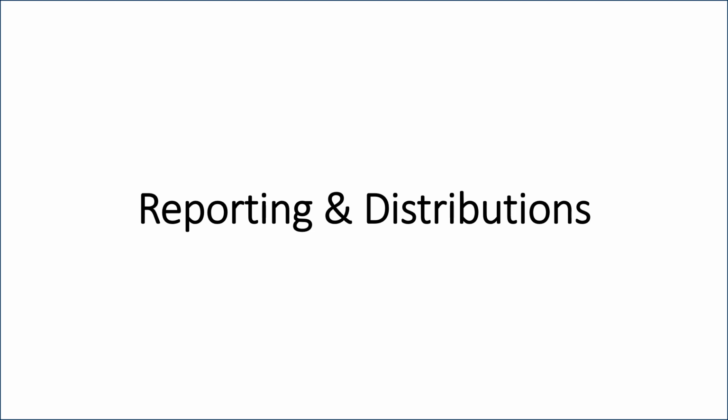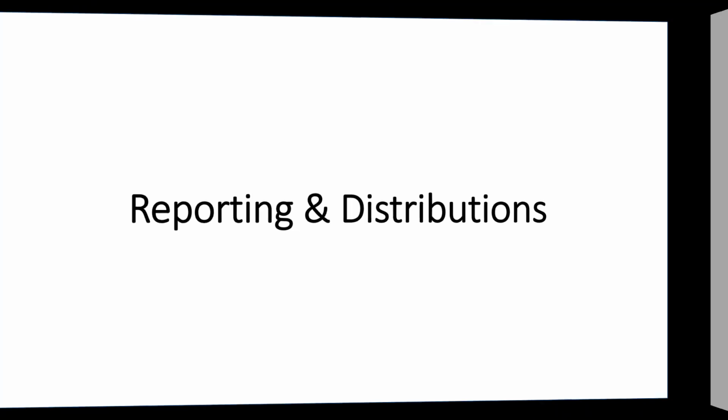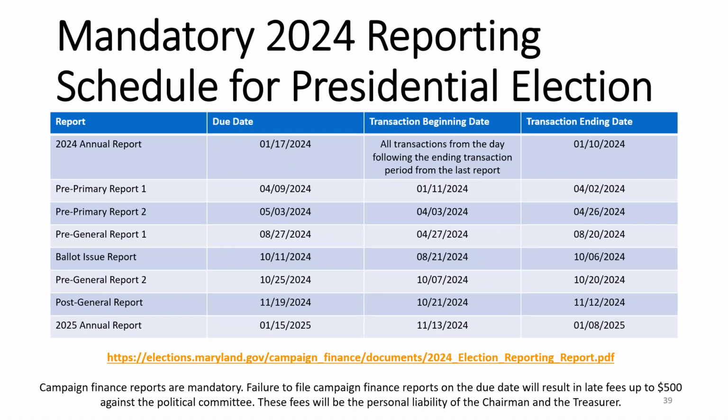Reporting and distributions. All political committees are required by law to file these campaign finance reports, including the 2022 annual report, the pre-primary 1 and 2. If you do not close after the primary election, then you will be required to file the pre-general 1, pre-general 2, post-general, and then finally the 2023 annual report.